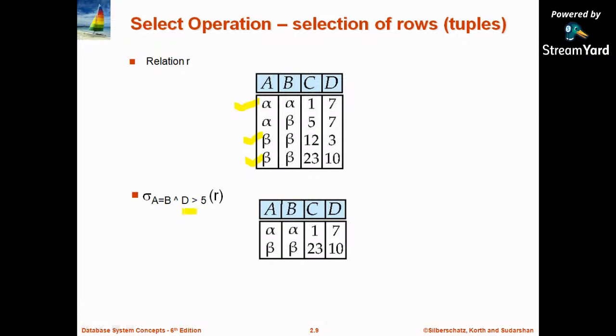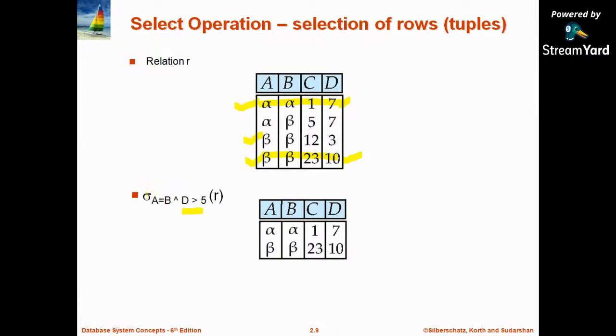Now look at the second condition. The second condition is AND. You have to take the rows which have the value D greater than 5. Now we will see only these three. D greater than 5, it is true. D greater than 5, this row is not under consideration. This row is under consideration, but the value of D is not greater than 5. So we will leave it. So you have to take only these 2 rows in the select operator.